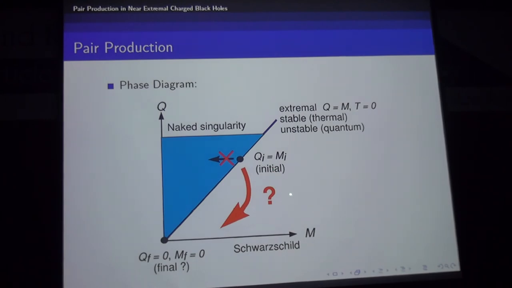So it's quite interesting to see what the final state of a non-extremal black hole is during pair production. But it's more difficult, because I don't expect we can have any analytical result for the non-extremal case. But at least near the extremal case we have quite interesting results.